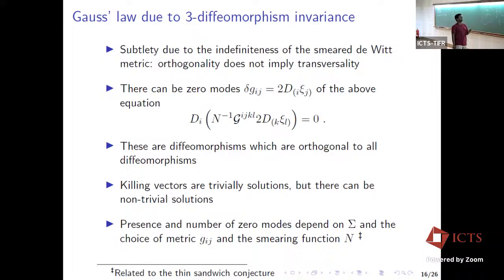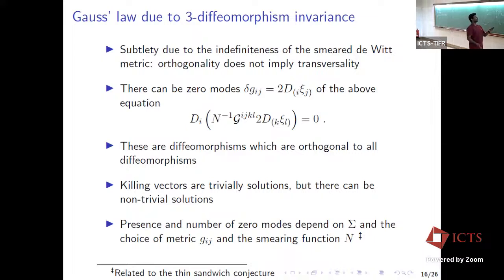So this implies that if there are non-trivial solutions to this equation, then there are diffeomorphisms which are orthogonal to all diffeomorphisms. They are null with respect to this Smear-DeWitt metric. As I mentioned, Killing vectors are trivially solutions of this, but there can be more non-trivial solutions, which I will discuss in a bit. So the presence and number of zero modes of this equation depend on the three-dimensional manifold that one starts with, and the choice of the metric on the three-dimensional manifold, and the smearing function n.